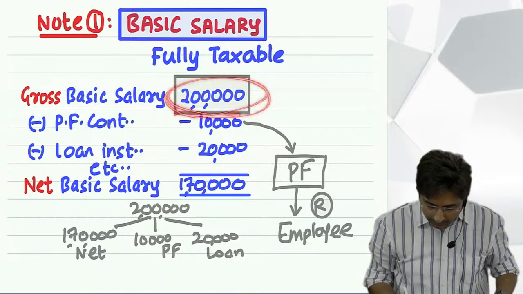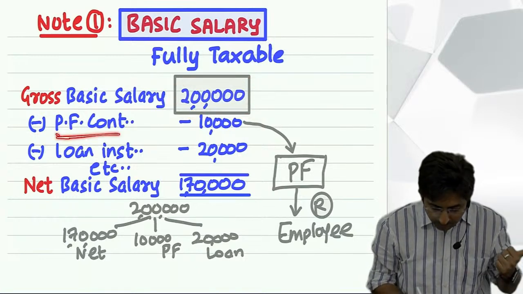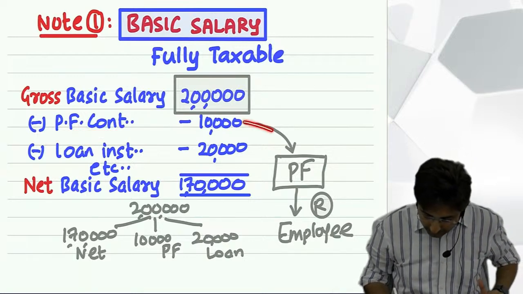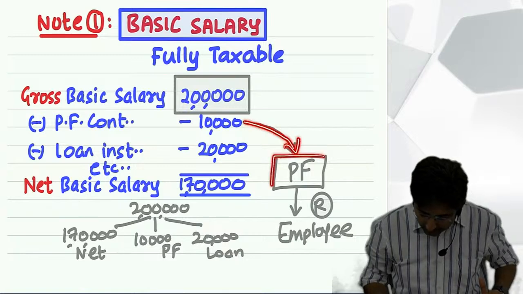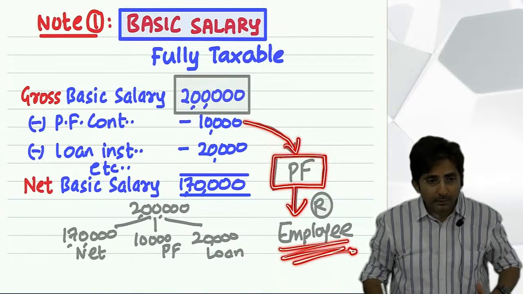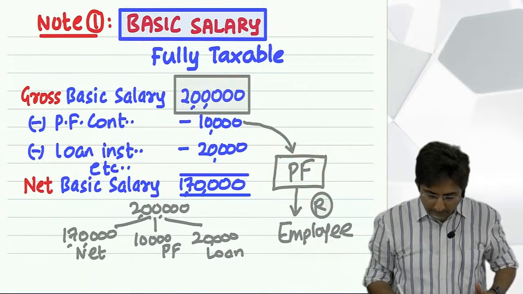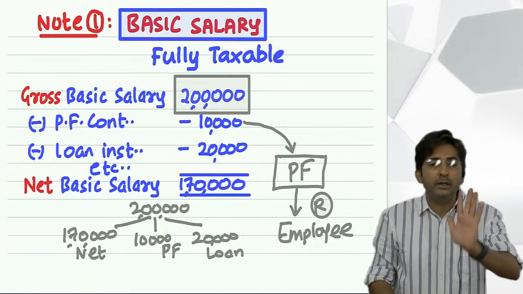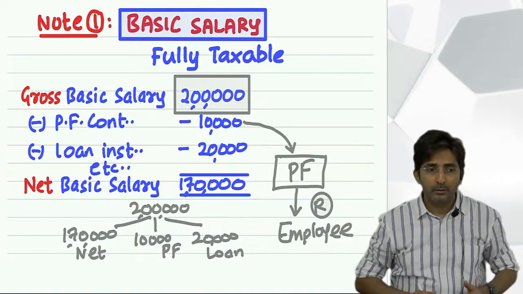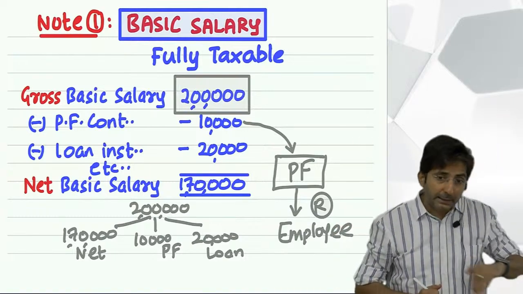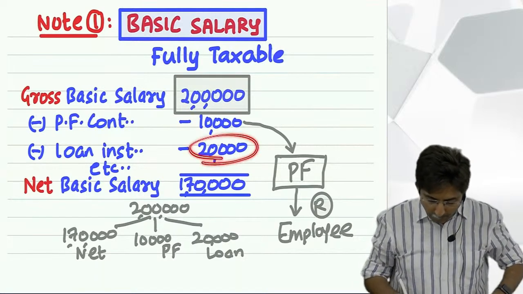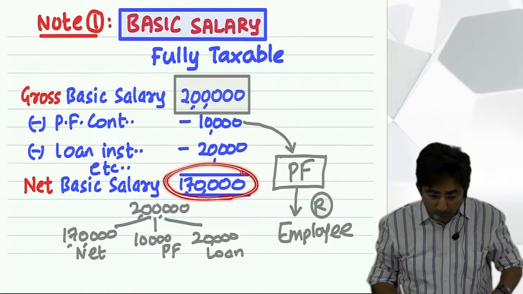So assume your gross salary is 2 lakhs, and from 2 lakhs, 10,000 is deducted as provident fund contribution. This amount they have deducted and will keep aside in a provident fund, and the employee will get it at the time of retirement, okay? And this 20,000, assume it is a loan installment. As I gave the example, the boss might have given you a 2 lakh loan, but he will recover it by deducting from your salary. So let's assume he deducts 20,000. Now the net amount is 1,70,000.